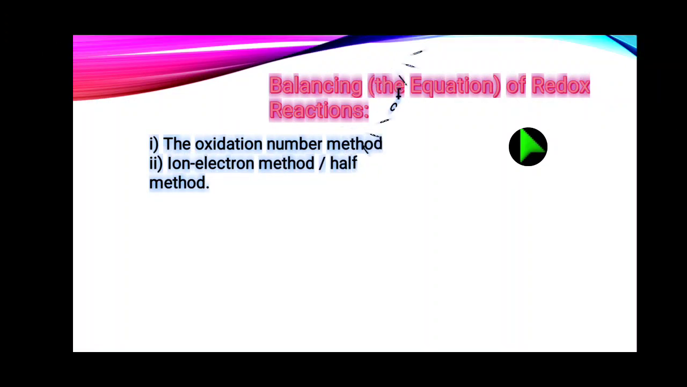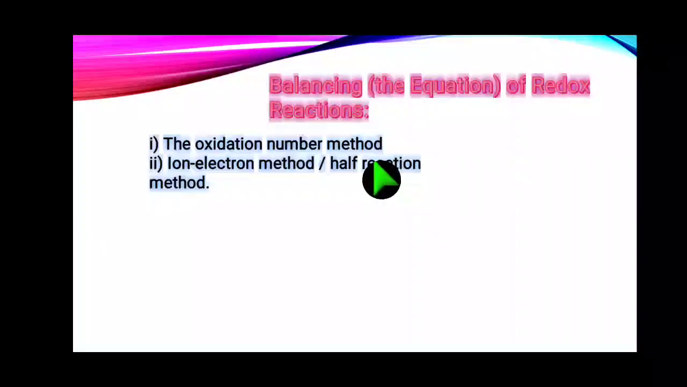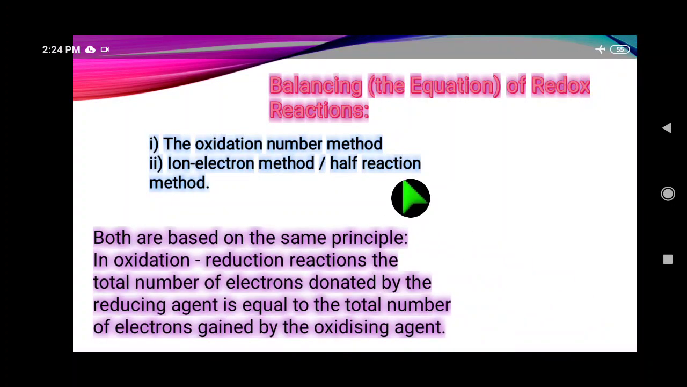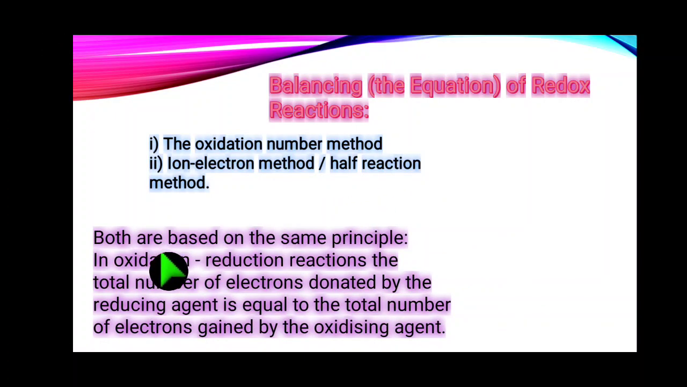Okay, the next one, balancing the equation of a redox reaction. The oxidation number method and the ion electron method, another name for which is the half reaction method. So we have two types of method for balancing the equation. One is the oxidation number method, another one is the ion electron method. Both methods are based on the same principle.